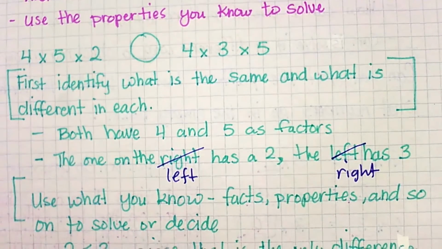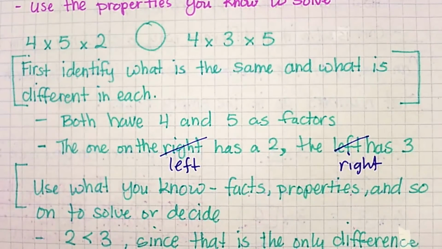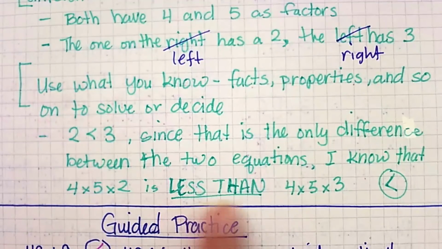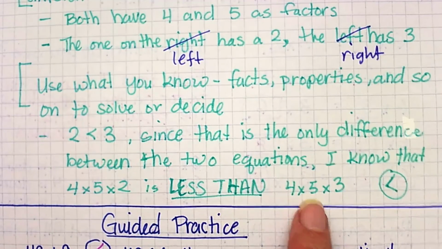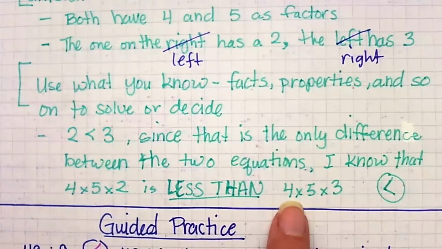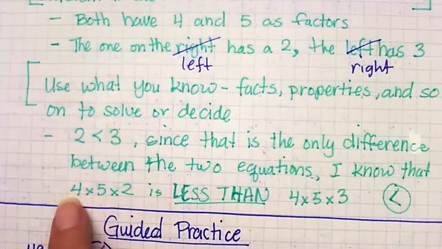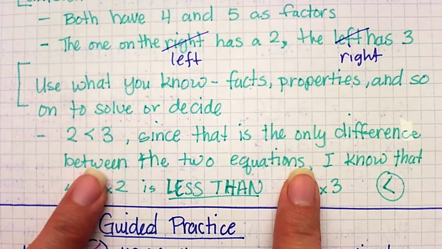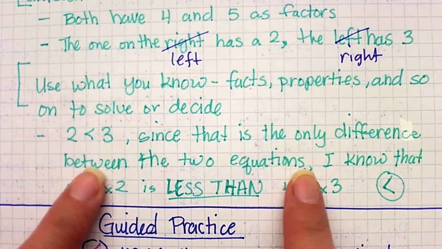Then we're going to use what we know, what facts, what properties, and so on to help us solve. So I know 2 is less than 3. Since that's the only difference between the two equations, I know 4 times 5 times 2 is less than 4 times 5 times 3. I reorganize these numbers using the associative property because the 4 times 5 is the same on both. So I can ignore the 4 and the 5 on both, and then I'm left just comparing 2 and 3.